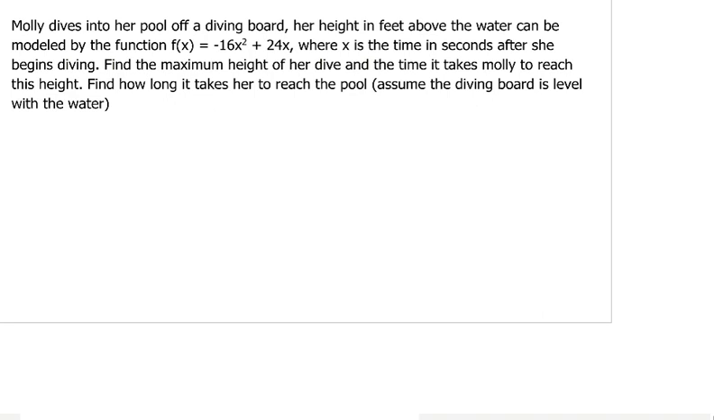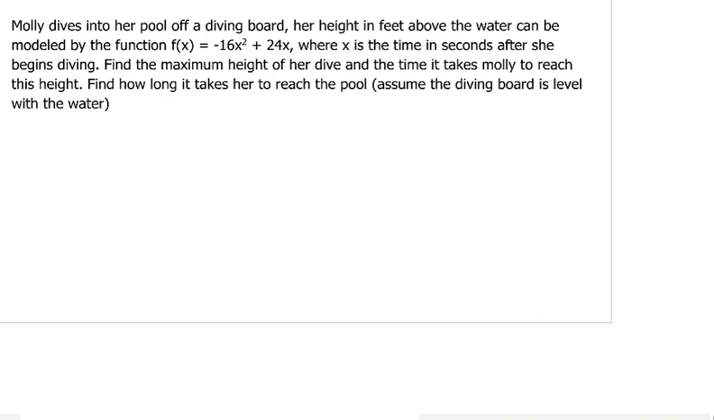The last thing I've got for you is a situation problem. Almost always these situational problems are going to ask you for a maximum or a minimum, which is basically a vertex question. But I like this one because it's also asking, how long does it take her to reach the pool? That's kind of interesting to me, because that's not a typical question. So I'm going to assume the diving board is level with the water. That's not usually how it is, but we can work with that.